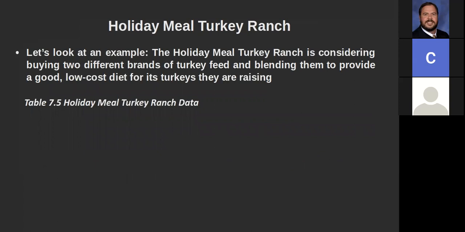Let's take a look at the example provided in the textbook. The Holiday Meal Turkey Ranch is considering buying 2 different brands of turkey feed and blending them to provide a good, low-cost diet for the turkeys they are raising. Here we see the information that we'll need for consideration of our problem, like the cost of each ingredient for each brand of feed, along with the minimum monthly requirement that's needed per turkey.